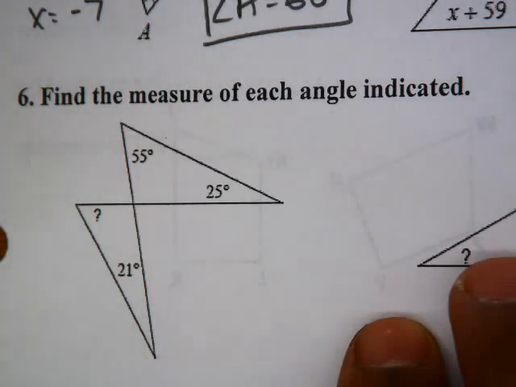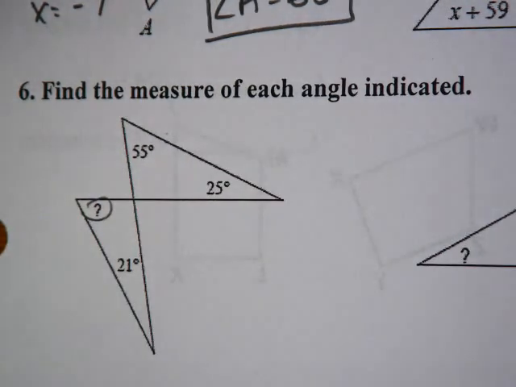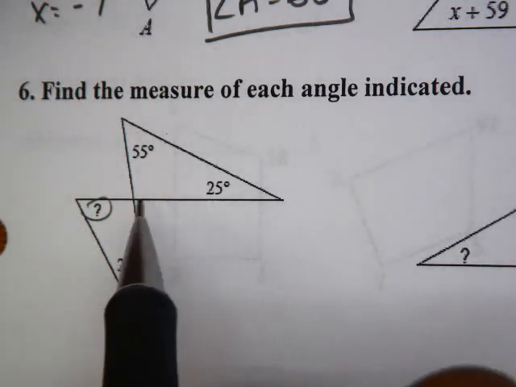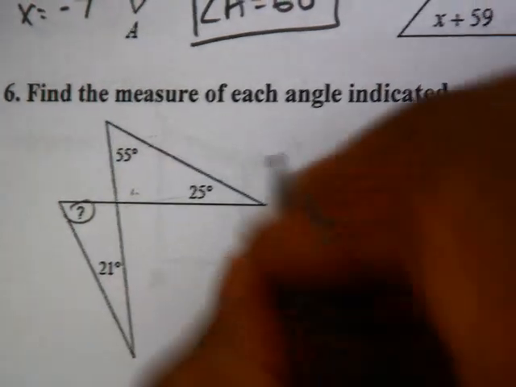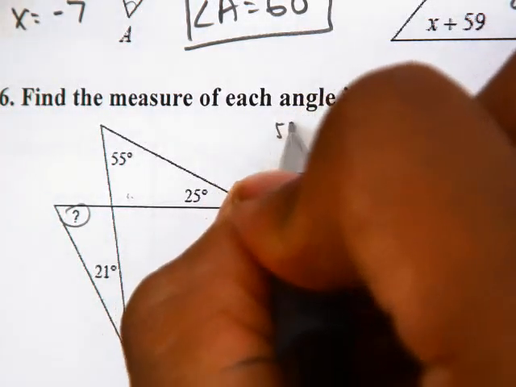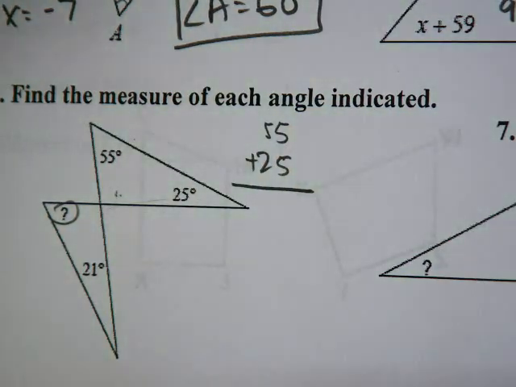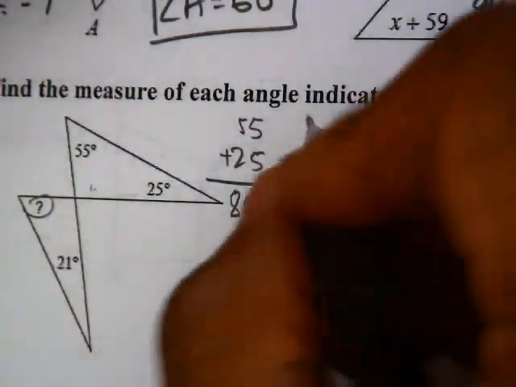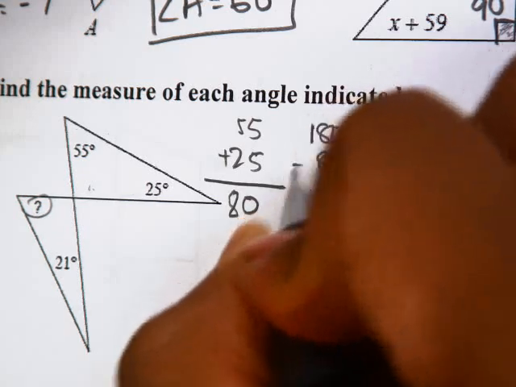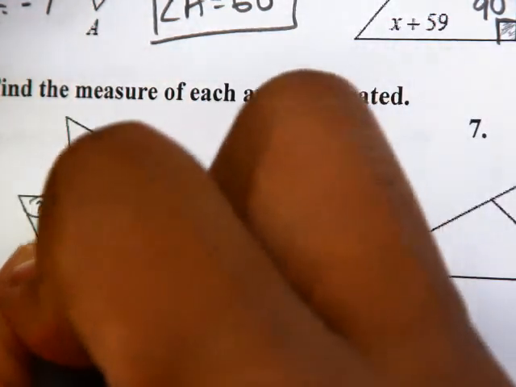Number 6, I'm supposed to find the measure of each indicated angle. I need to find the measure of this angle. Again, I'm going to use the triangle angle sum theorem. If I can find this angle, I can use this triangle to find that one. So I'll add 55 and 25. That equals 80. And I'll go ahead and subtract that 80 from 180 degrees, because all triangles add up to 180 degrees. I find that that missing angle is 100 degrees.